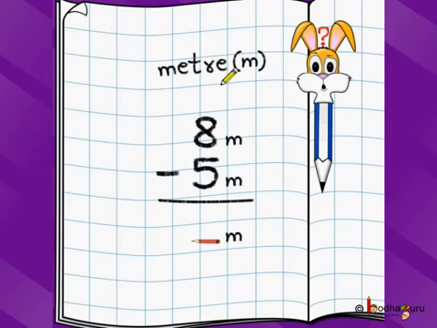So we write meter at the top and we write 8 meter minus 5 meter, because we had 8 meter in the beginning and 5 meter is sold. So we do minus, which means subtraction. So 8 meter minus 5 meter, and in the answer also we write meter here. So 8 minus 5 is 3. So we have 3 meter of cloth remaining in the shop.